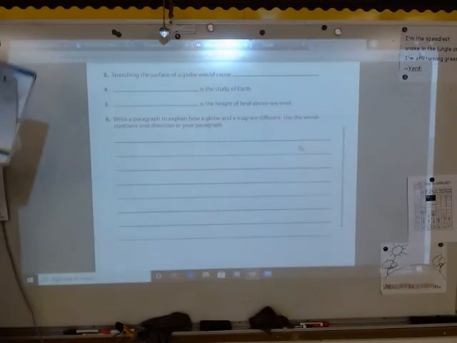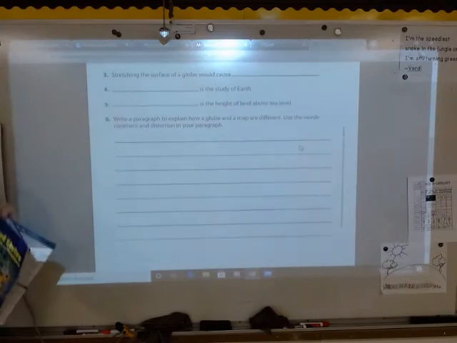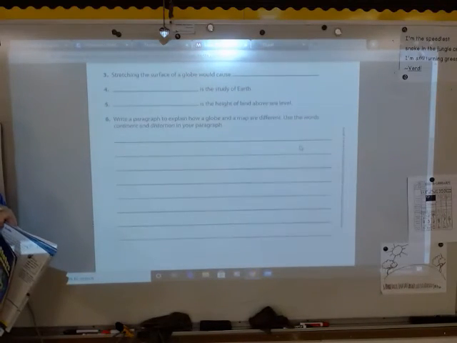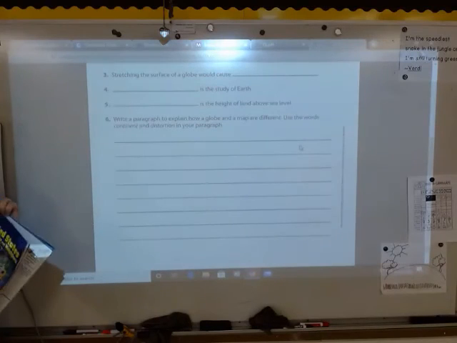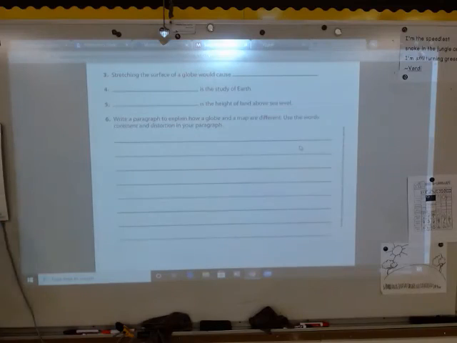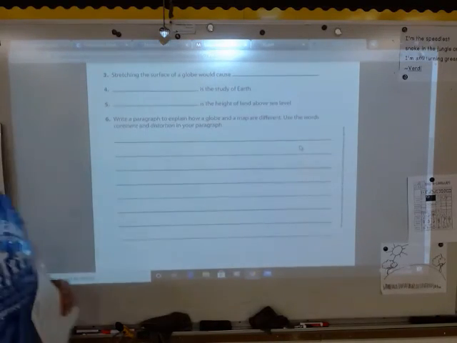All right, grab your book. If you want to use the clipboard so that your paper doesn't blow away, get your clipboard. Make sure you have a pencil. As we go out, if you think you want your coat, stop and get your coat. And then when you're outside, I will give you your sheet.